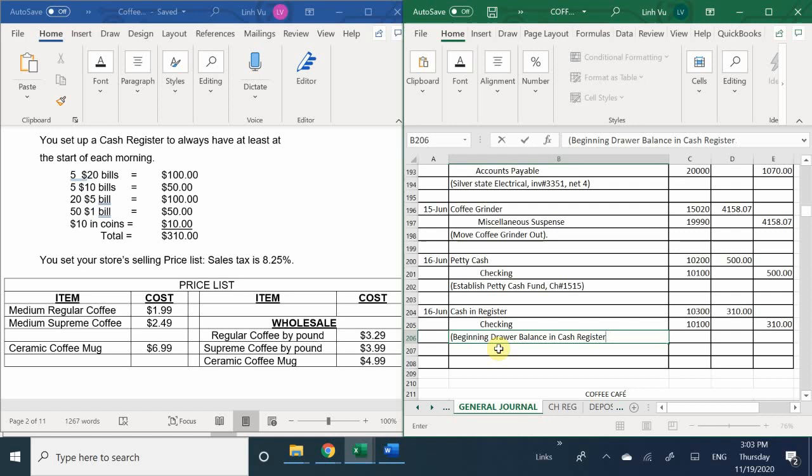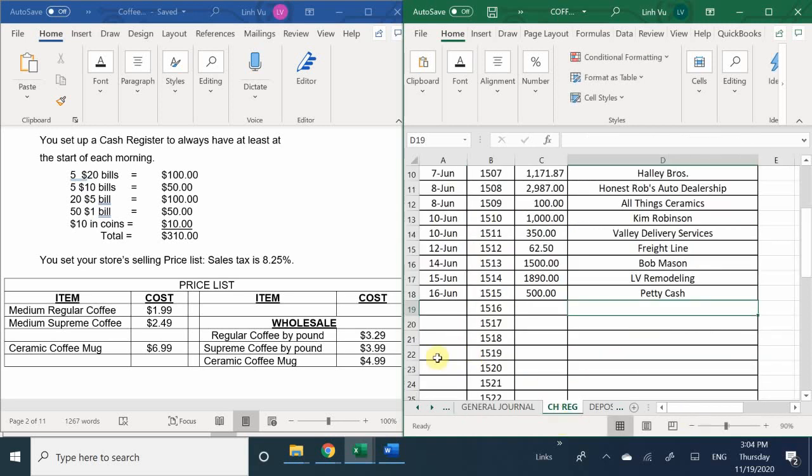And where are we getting this cash from? Oh, we have to write a check. Yes, correct. I need to go to my check register. And it's going to be 616, and it's going to be for $310. And our payee is just going to be cash register.